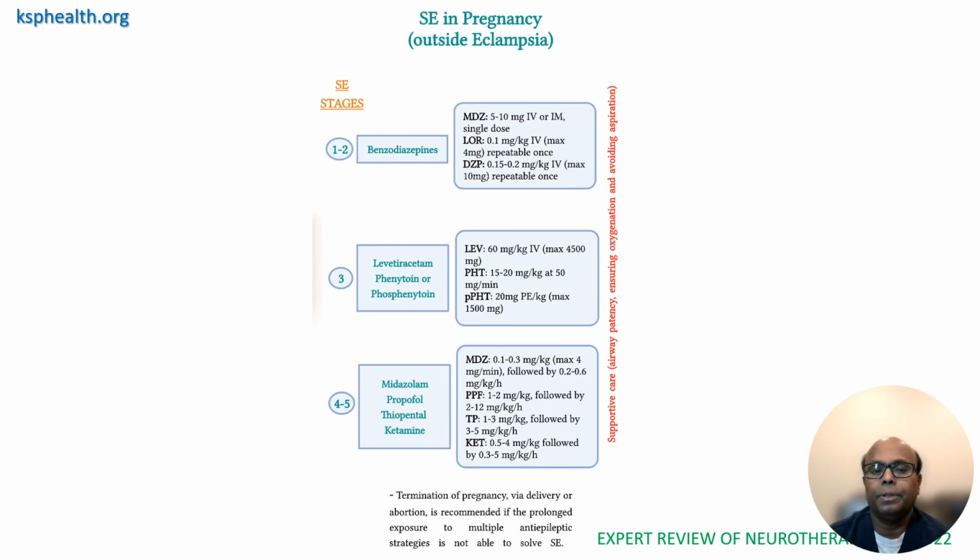When status epilepticus happens outside of eclampsia in pregnancy, one should follow the first-line medications like benzodiazepines as recommended for adults: midazolam, lorazepam, and diazepam. If the seizure persists more than 5 minutes, then use the second-line medications, levetiracetam 60 per kilo or fosphenytoin 20 per kilo. If it still persists, one should consider using midazolam, propofol, thiopental, and ketamine. Termination of pregnancy via delivery or abortion is recommended if prolonged exposure to multiple anti-epileptic strategies is not able to resolve status epilepticus.